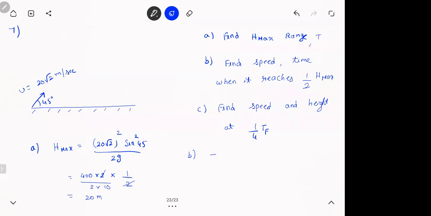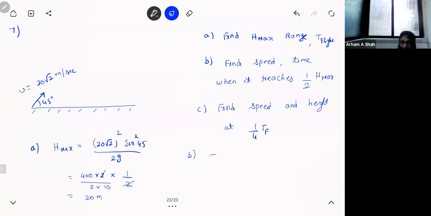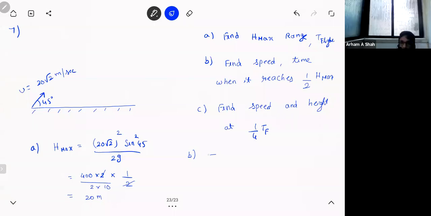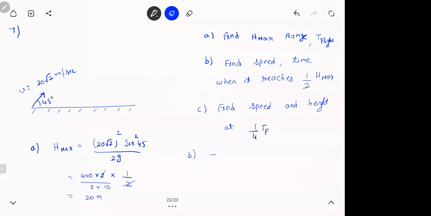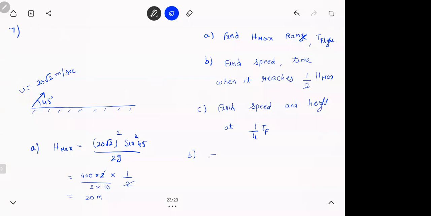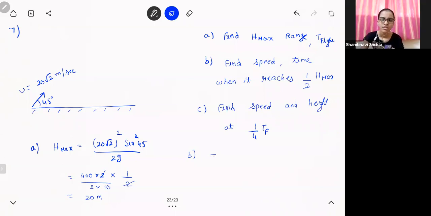I need to find time of flight also, no? The speed is 20 meters per second for the second one. You can't use v square minus u square is 2s directly, right? You can use that for only 1D motion. Here there is a horizontal and a vertical component. So is the speed 10 root 2 meter per second for the second one?